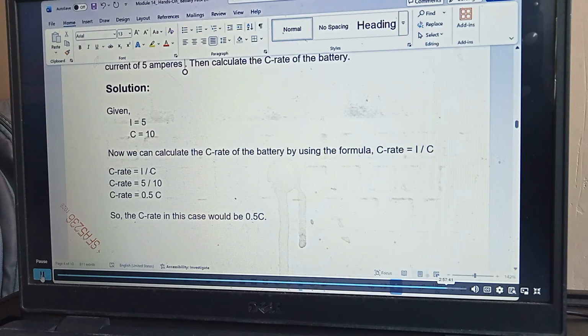So this is the solution. You can note down the solution. I is current, C is the capacity. C rate is I by C. So it is 5 by 10, that is 5 amps divided by 10 Ah, which is 0.5 C.